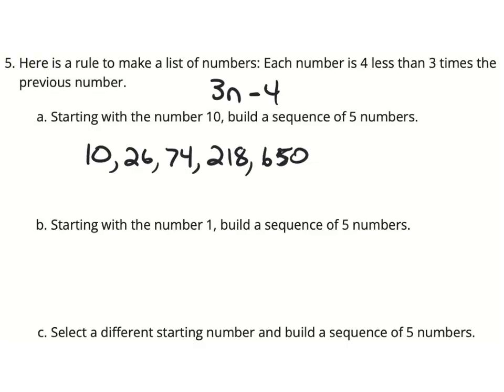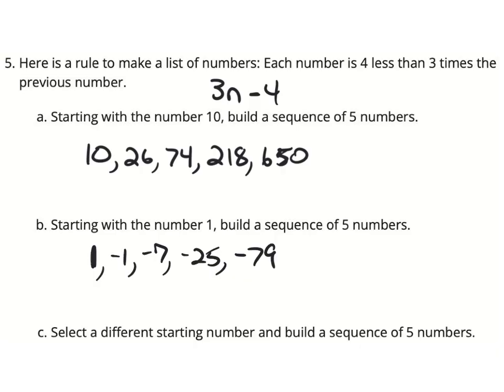Okay, start with 1. Times 3 is 3, minus 4 is negative 1. Times 3 minus 4 is negative 7. Times 3 is negative 21, minus 4 is negative 25. Times 3 is negative 75, minus 4 is negative 79.